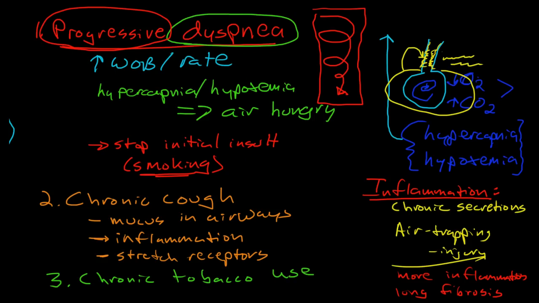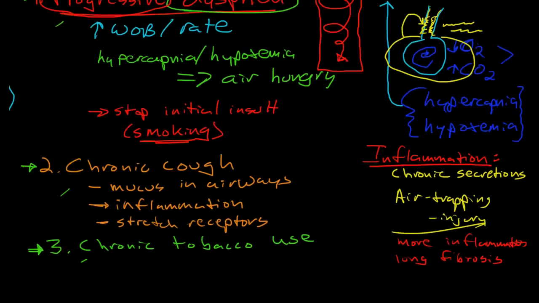And so if you have a patient with progressive dyspnea, which has been getting worse over time, and a chronic cough, and chronic tobacco use, then your first diagnosis on your differential list should be chronic obstructive pulmonary disease. This does not diagnose chronic obstructive pulmonary disease because there are other conditions that can cause progressive dyspnea, chronic cough, and chronic tobacco use, but this is the most common.